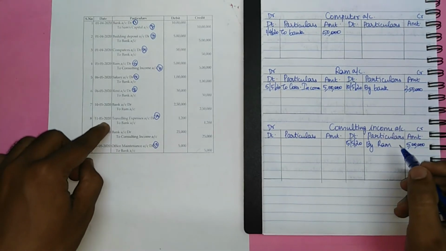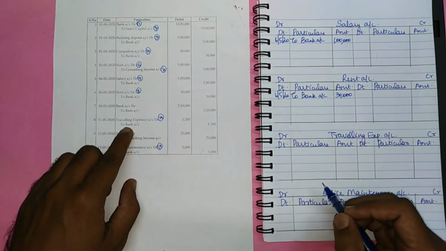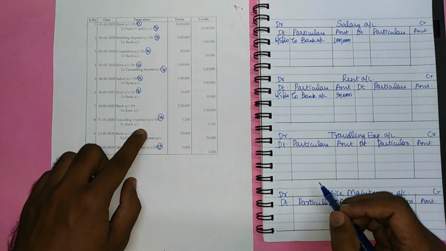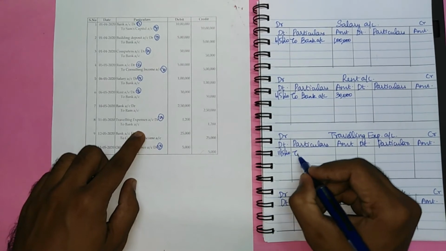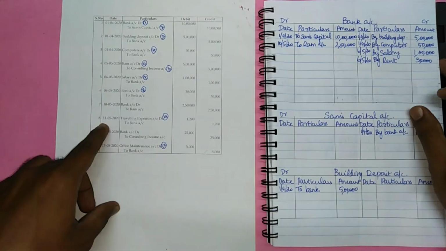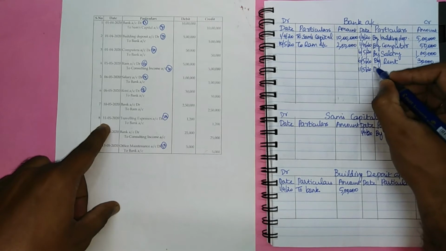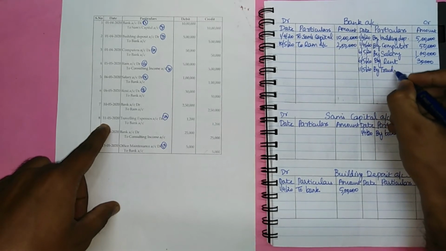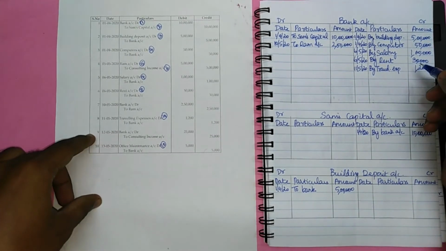Now the 8th entry. On 11th May 2020, traveling expenses to bank, 1,200. Traveling expenses will be debited with bank account for rupees 1,200. On 11th May 2020, to bank, 1,200, and bank account will be credited with traveling expenses for rupees 1,200. On 11th May 2020, by traveling expenses, 1,200. Now you should be in a position to post the remaining 2 entries on your own.